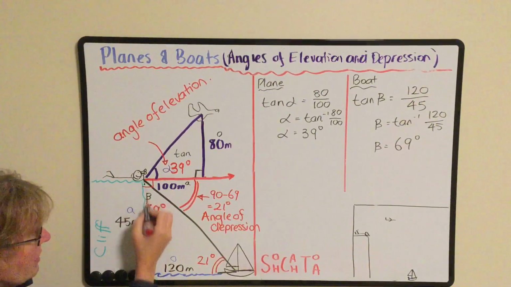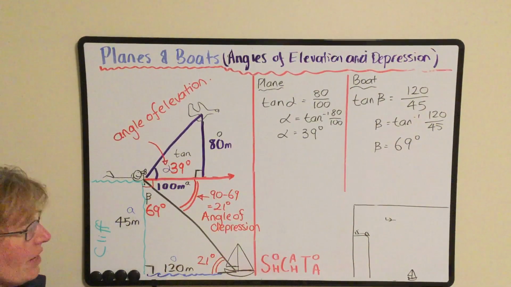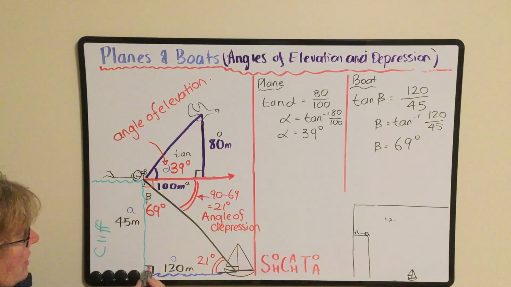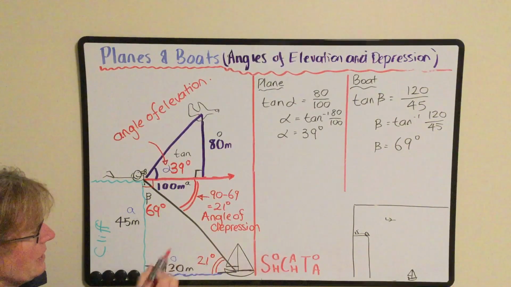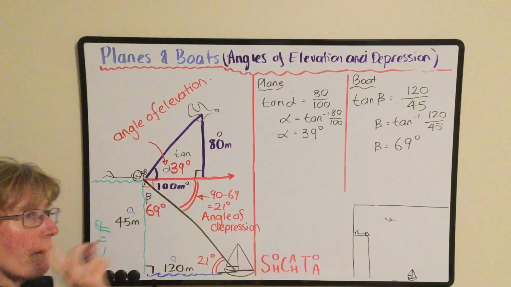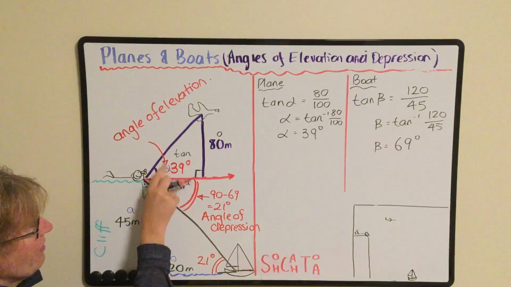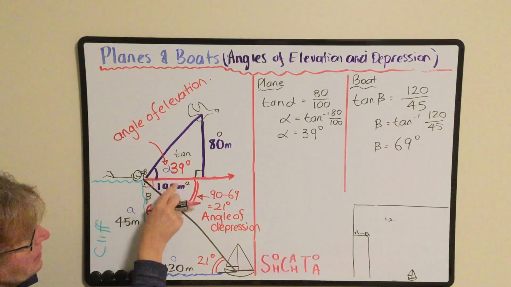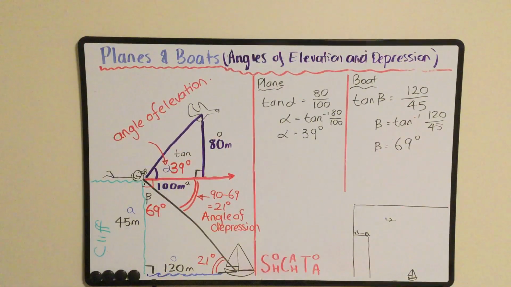Or you could have said this is a triangle. Triangles have an angle sum of 180 degrees. So this is 90, this is 69, this has to be 21. But the main thing to know is that this is our angle of elevation, the person looking up, and this here is our angle of depression, looking down.